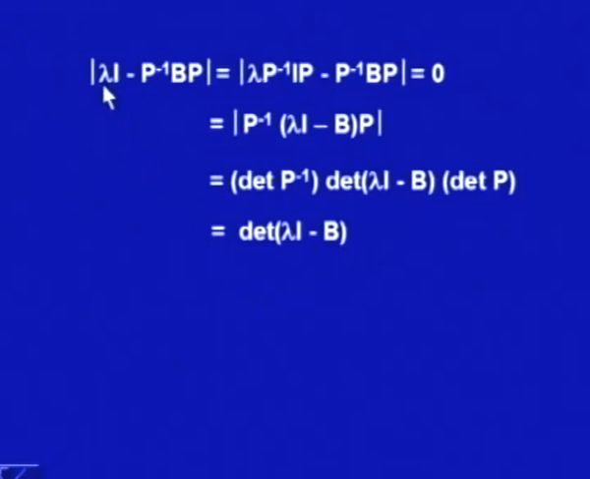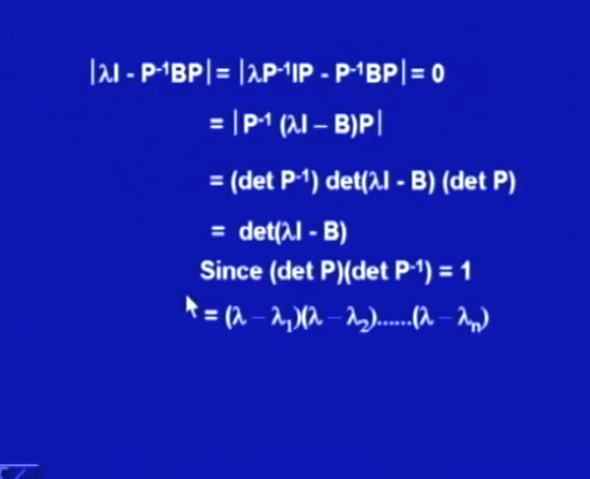So, I have started with determinant of lambda I minus A, and this comes out to be determinant of lambda I minus B, and that means the characteristic equations for A and for B are the same. So, we can write determinant of lambda I minus B as lambda minus lambda 1, lambda minus lambda 2, up to lambda minus lambda n.